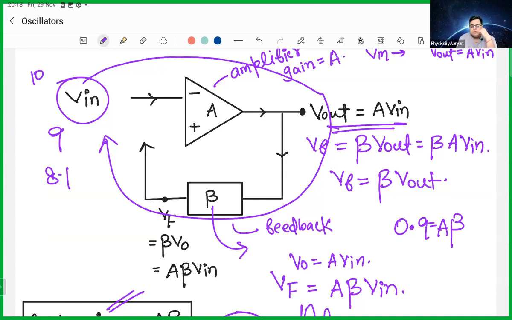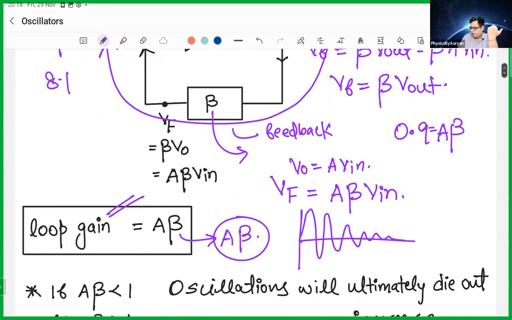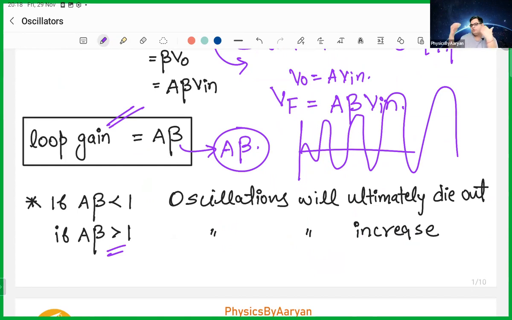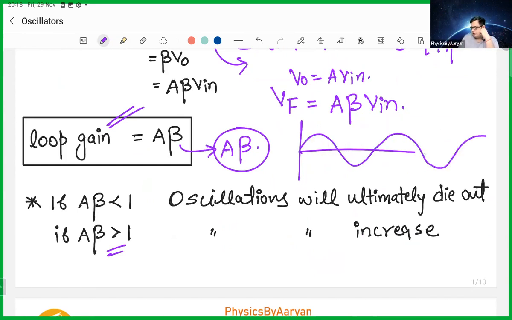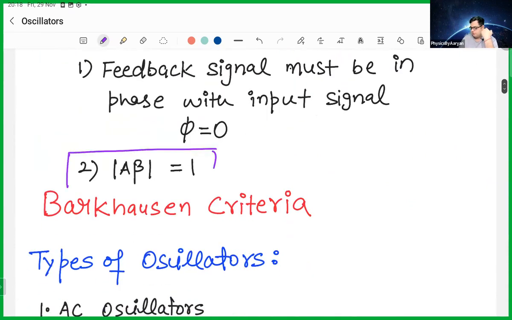So now it means if my A beta loop gain is less than 1, then ultimately my oscillations will die out because every time my voltage keeps on decreasing. I don't want this. On the other hand, if A beta is greater than 1, then my oscillations will just keep on increasing. So voltage will just keep on increasing. That is also what I don't want. I want perfect oscillations like this, which do not increase, which do not decrease. That is why my A beta should be equal to 1.